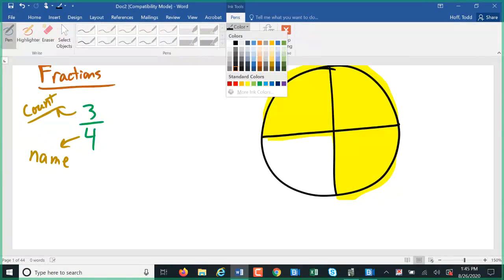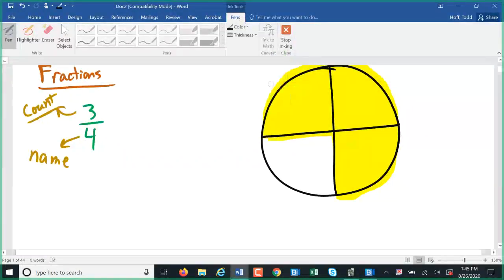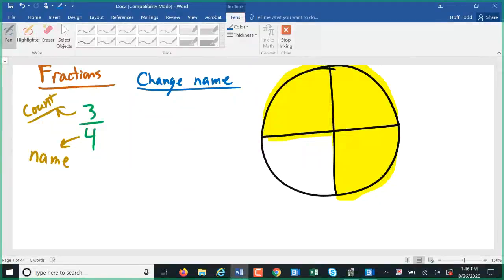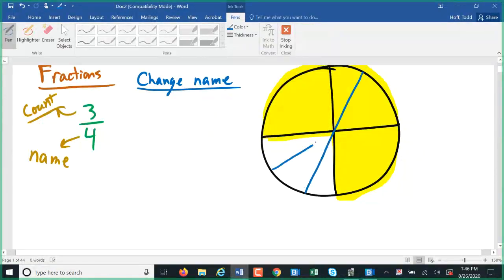Now, we also talked on Monday about how we can only add or subtract fractions that have the same name. So one of the first things we need to be able to do is change the name of a fraction. The simplest way to do that is to look at that fraction and be able to divide it into smaller pieces. So I'm going to take each slice here and cut them into 3 equivalent slices. Pretend each of these are equal slices.